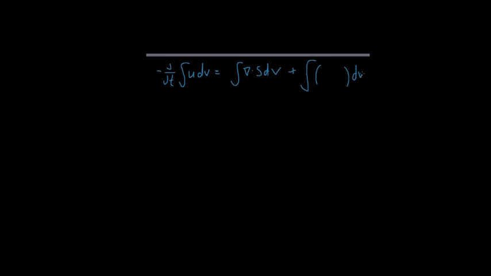Finally, we remove the integrals from the left-hand side and the right-hand side of the equation, leaving us with the energy equation in differential form as minus d by dt of u is equal to div S plus the work done.